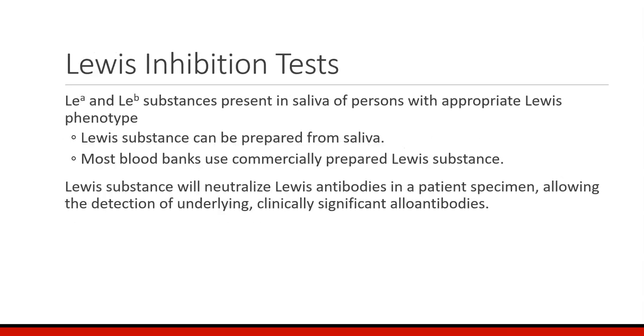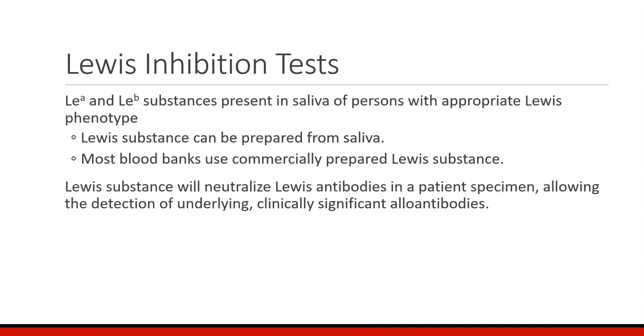Lewis inhibition tests are discussed first. So Lewis A and Lewis B substances are present in the saliva of persons with appropriate Lewis phenotype. Lewis substances can be prepared from saliva, and most blood banks use commercially prepared Lewis substance. You don't want to find out what the Lewis phenotypes of your colleagues are, and then take the saliva, and, no. It comes in a bottle, just buy it. Most Lewis substance will neutralize Lewis antibodies in a patient's specimen, allowing the detection of the underlying clinically significant alloantibodies.